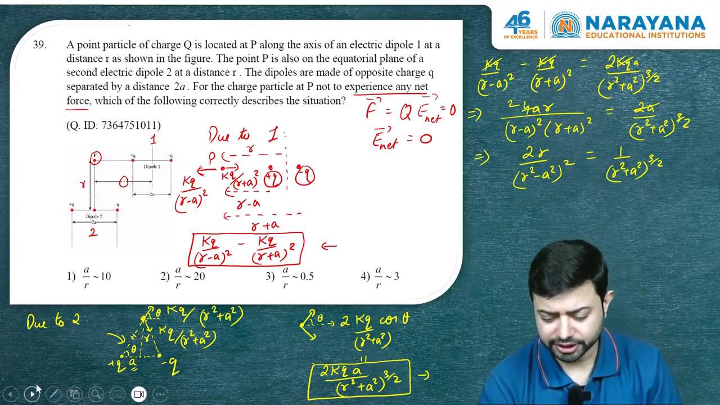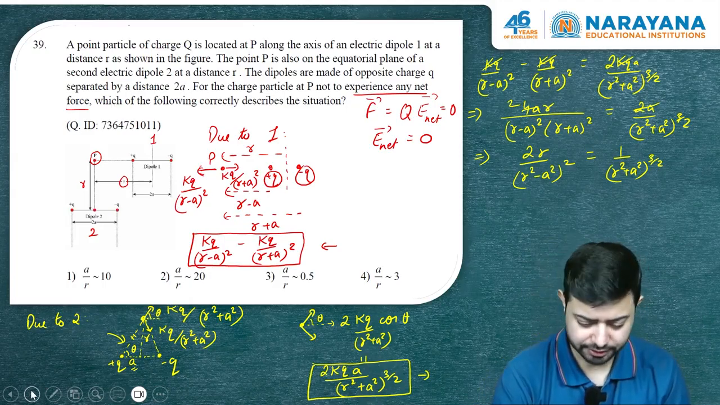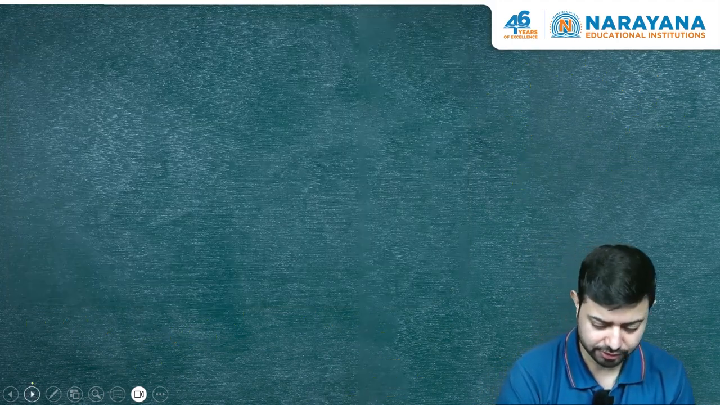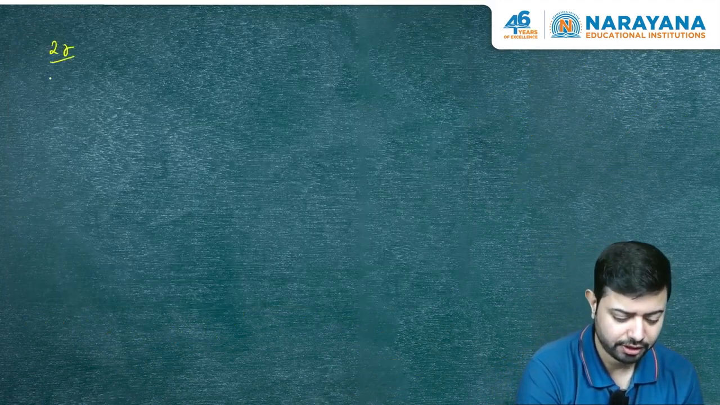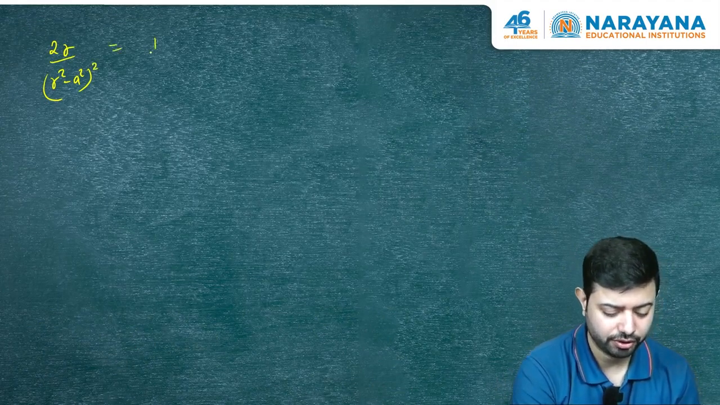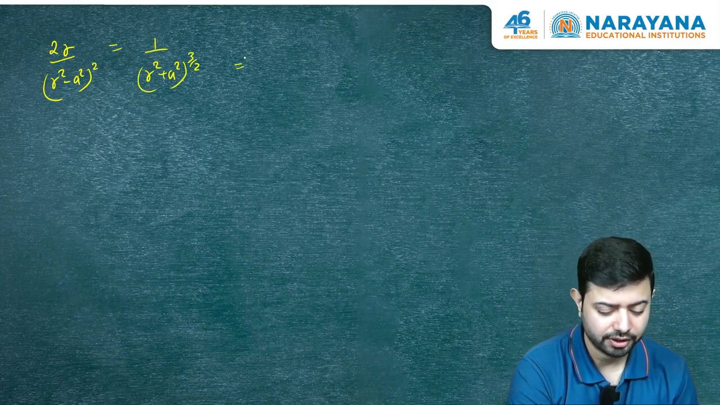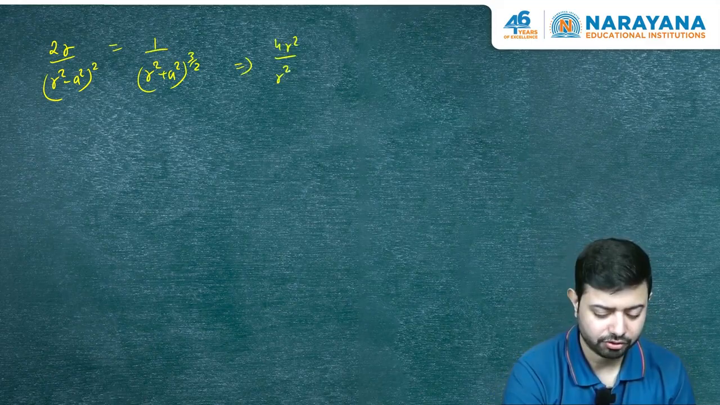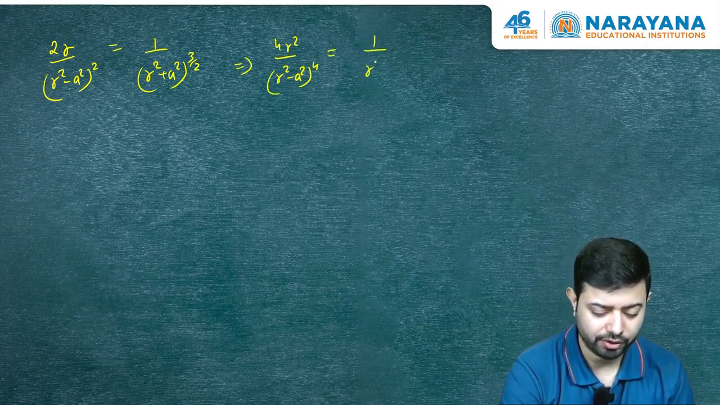Now, we will actually take this relation to the next page, right. So, this is how much? 2r by (r square minus a square) whole square is equal to 1 by (r square plus a square) raised to the power 3 by 2. Let us do one thing, square on both the sides. So, 4r square by (r square minus a square) raised to the power 4 is equal to 1 upon (r square plus a square) raised to the power 3.